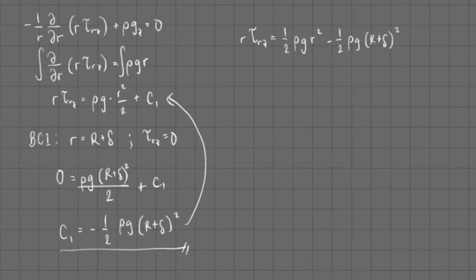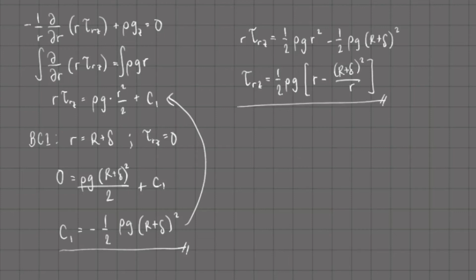Okay? The final form of our shear stress profile can be simplified now that it will be tau rz is equal to, divide both sides by small r, we will have 1/2 rho g multiplied by the factor r minus capital R plus del squared over small r. This is now our shear stress profile.